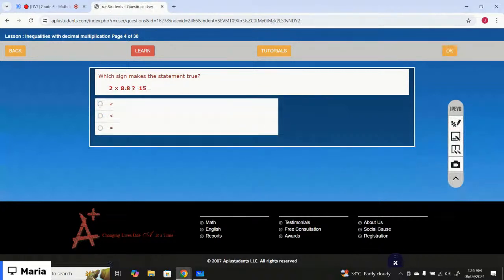Okay, the next one is 2 times 8.8. You have to compare it to 15. So, which is the correct option? The correct option is 2 times 8.8 is 16 point something, right? And 16 is greater than 15. So, the correct option is greater.